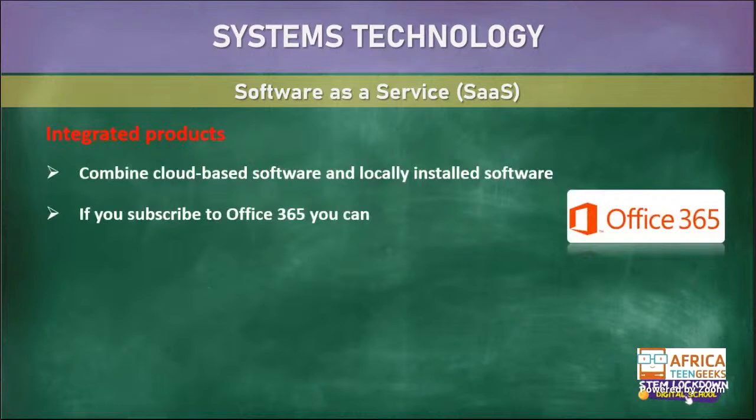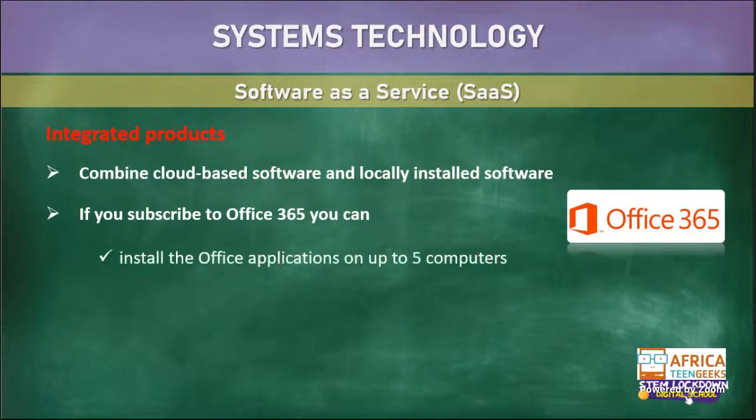We look at integrated products, which combine cloud-based software and locally installed software. So that's integrating local-based and cloud-based. As an example, we have Office 365. For you to use this one, you subscribe as well. You need to install the Office application on up to 5 computers. The license that you get gives you up to 5 computers. It could be mobile devices.